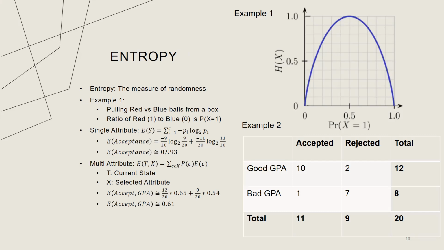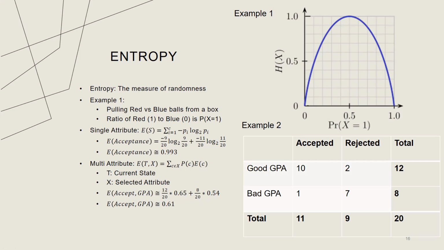Okay, so using the equation for multi-attribute entropy, we have an input C, but in this case, what exactly is C here? Is it accepted, rejected, or good GPA, bad GPA? So as we see in the summation, C is an element of X. In our case, X, the attribute, is GPA. So as we are iterating through the attribute values, C would start off being good GPA, and then the second time we iterate through it would be bad GPA.